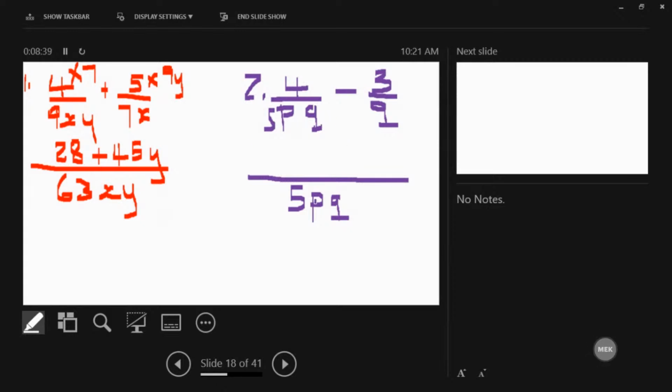5PQ into 5PQ goes 1 time. And 4 times 1 is 4. Q into 5PQ goes 5P times. 3 times 5P, that's 15P. More precisely, -3 times 5P is -15P. And that would be our answer there. So that's the first 2.